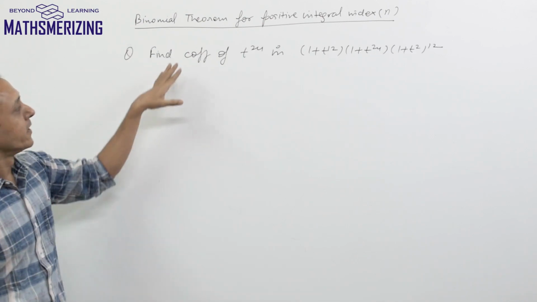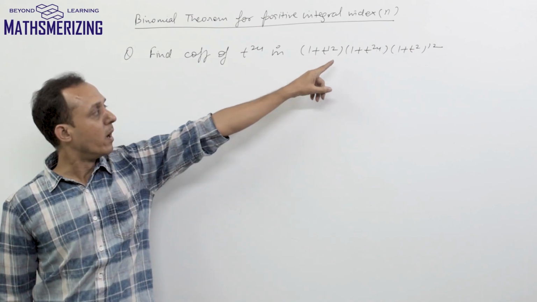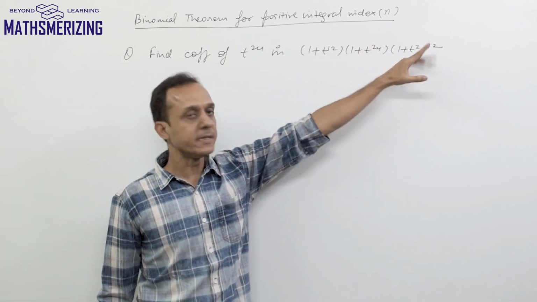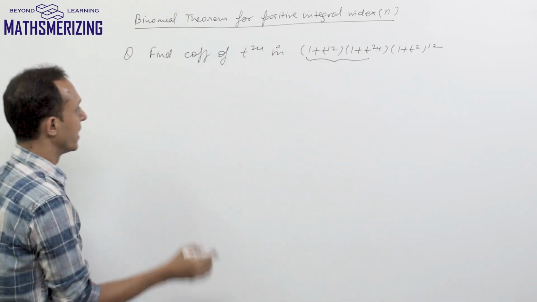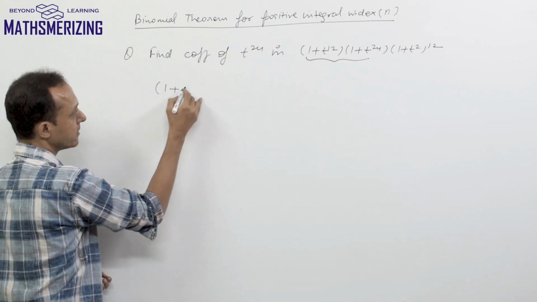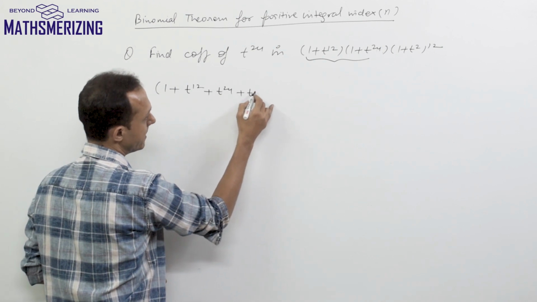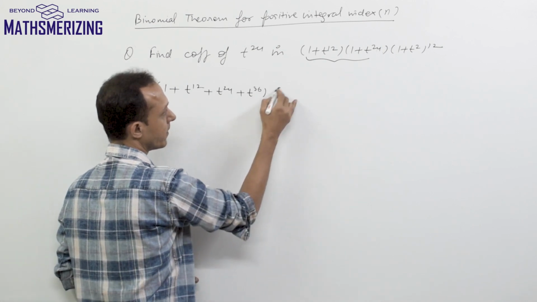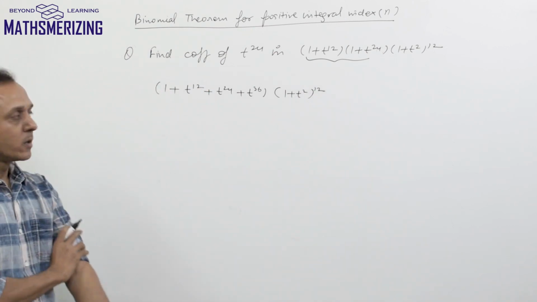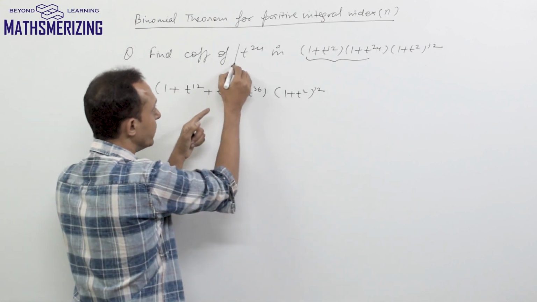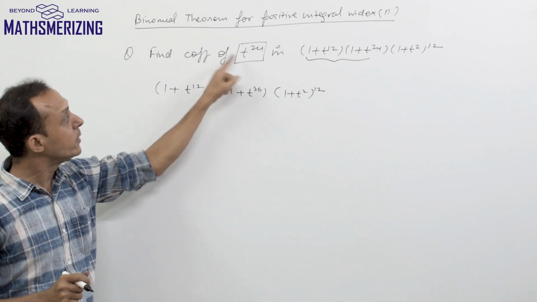Find the coefficient of t to the power 24 in the expansion (1 plus t) to the power 12, (1 plus t) to the power 24, and (1 plus t squared) to the power 12. So first what I'll do is multiply these two factors. So I'll get 1 plus t to the power 12 plus t to the power 24 plus t to the power 36, and here I'll get (1 plus t squared) to the power 12. Now I need the coefficient of t to the power 24. Now every term in this expansion gets multiplied with this factor. So I need t to the power 24.